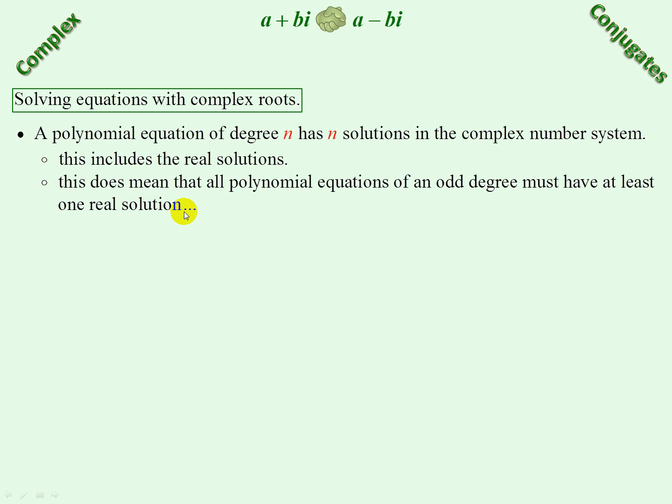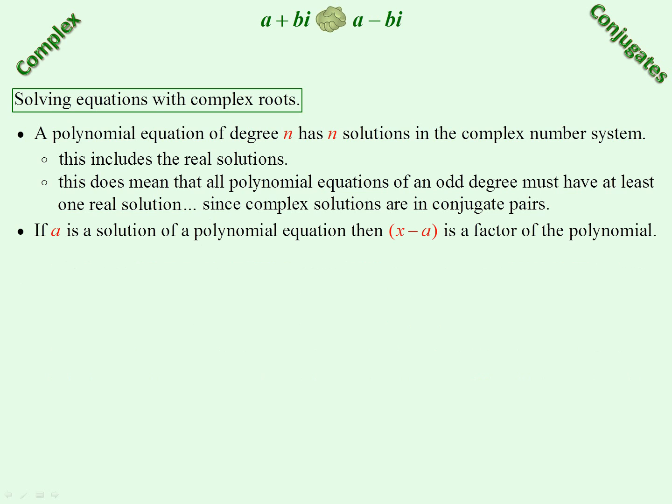Why is that? Well, if we have a complex solution, then there's a conjugate, so they go in pairs. So if we have an odd degree, that means that there's one left over on its own, and it must have a real solution. And that we've already established. And that we've established. That's complex conjugates.